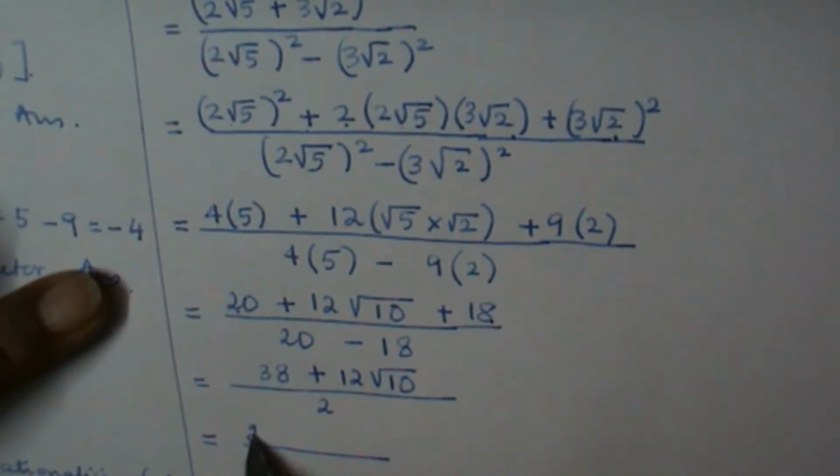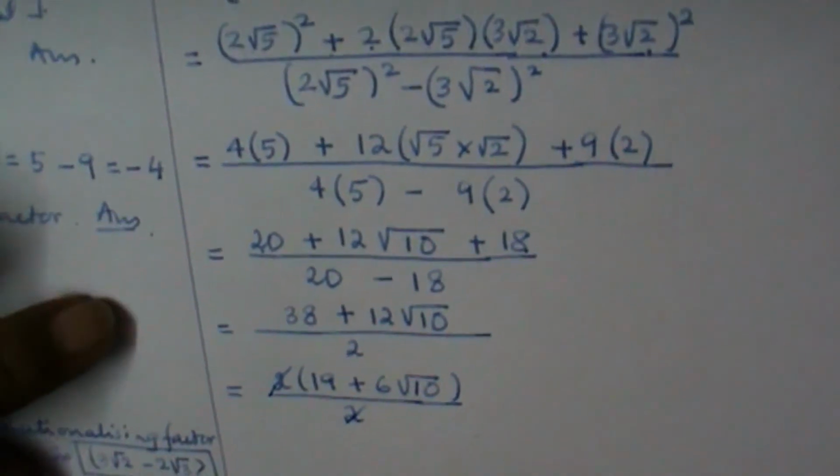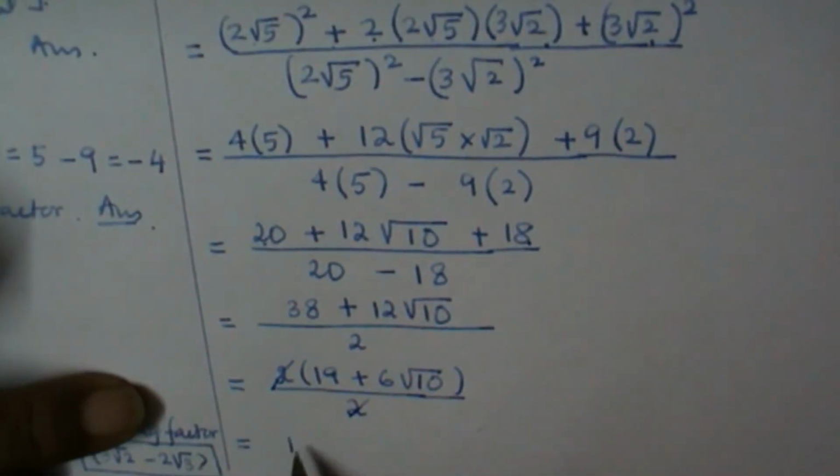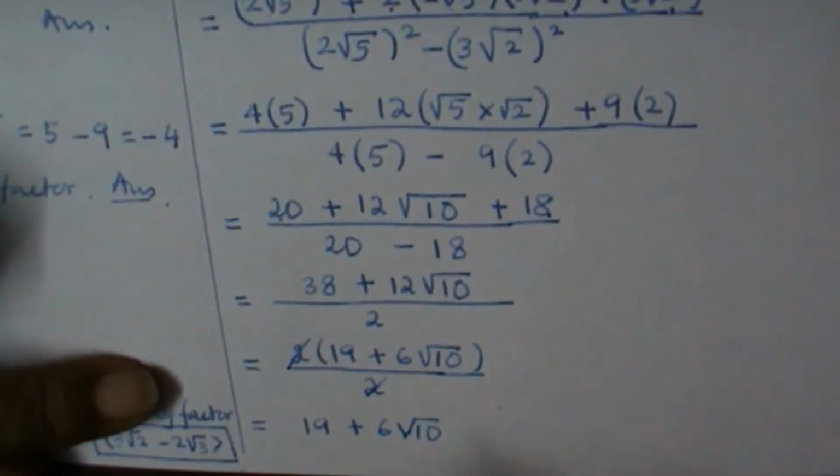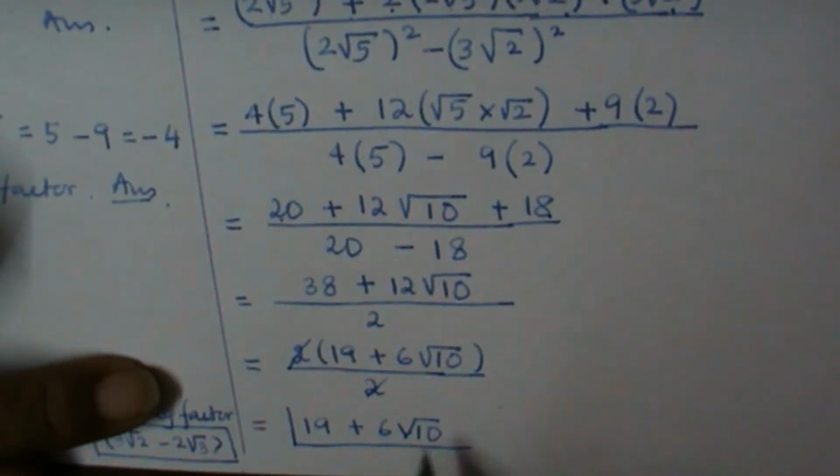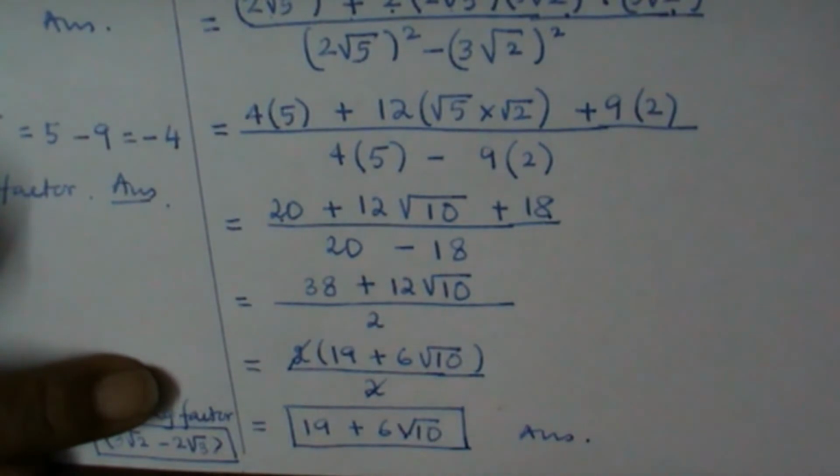What is common? So can we write it like so? Upon what has got cancelled, and that has given you the result. Is there any denominator? 1. Is 1 a rational number? Yes. Have we rationalized the denominator? Yes. And that is our answer.